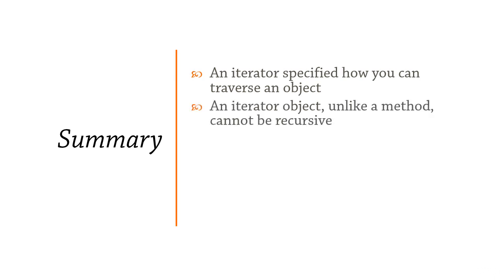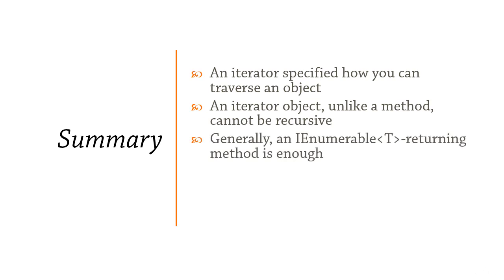An iterator object, unlike a method, has lots of trouble with being recursive. It finds it very difficult to be recursive because, remember, it's a state machine which has a current field or a current property, and on each invocation of MoveNext, it actually has to update that current property. So it's not a recursive process because it doesn't have that kind of pause-resume functionality.